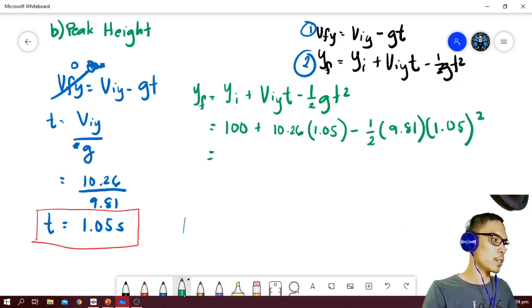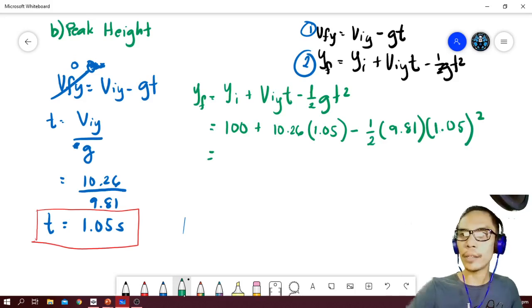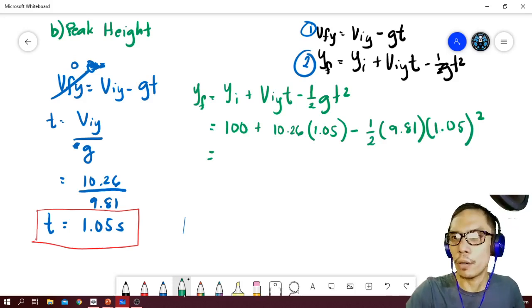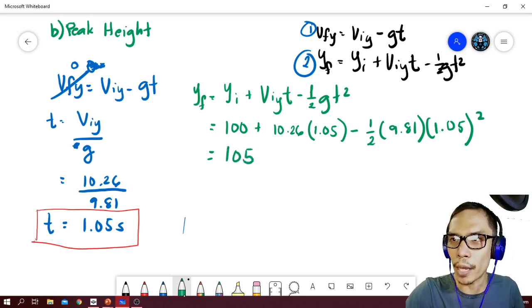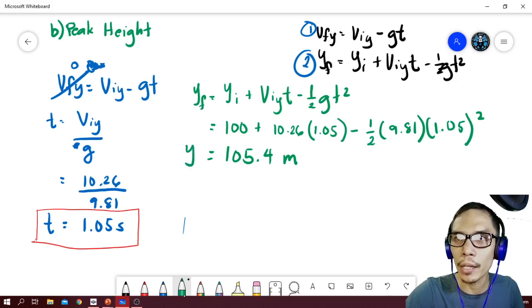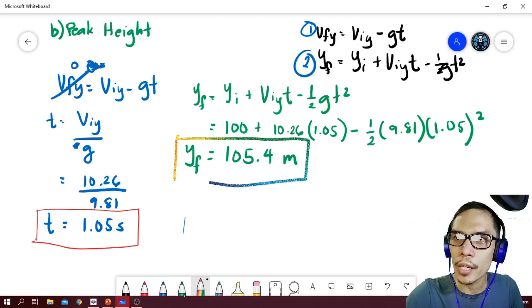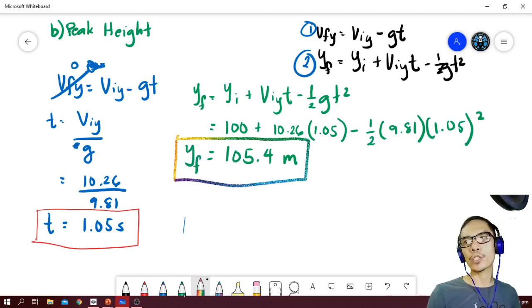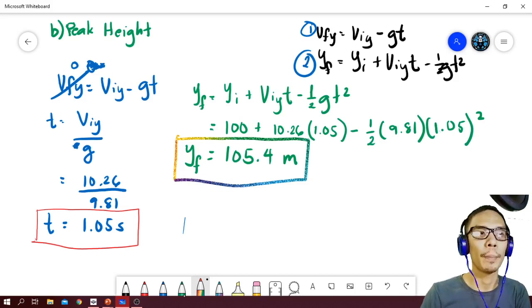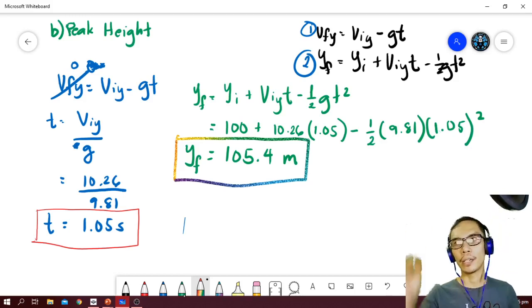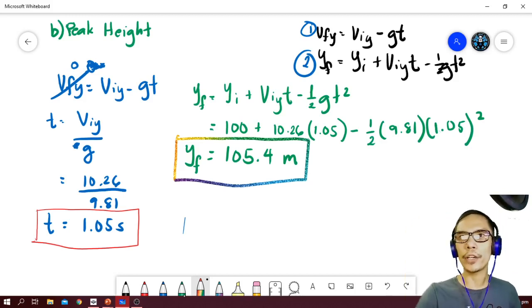the answer on that should be 105.4 meters. That will be your peak height, or the y sub f. So the complete answer is the peak height of the projectile is 105.4 meters. That is the complete answer for this question on letter B. Now let's go to letter C.